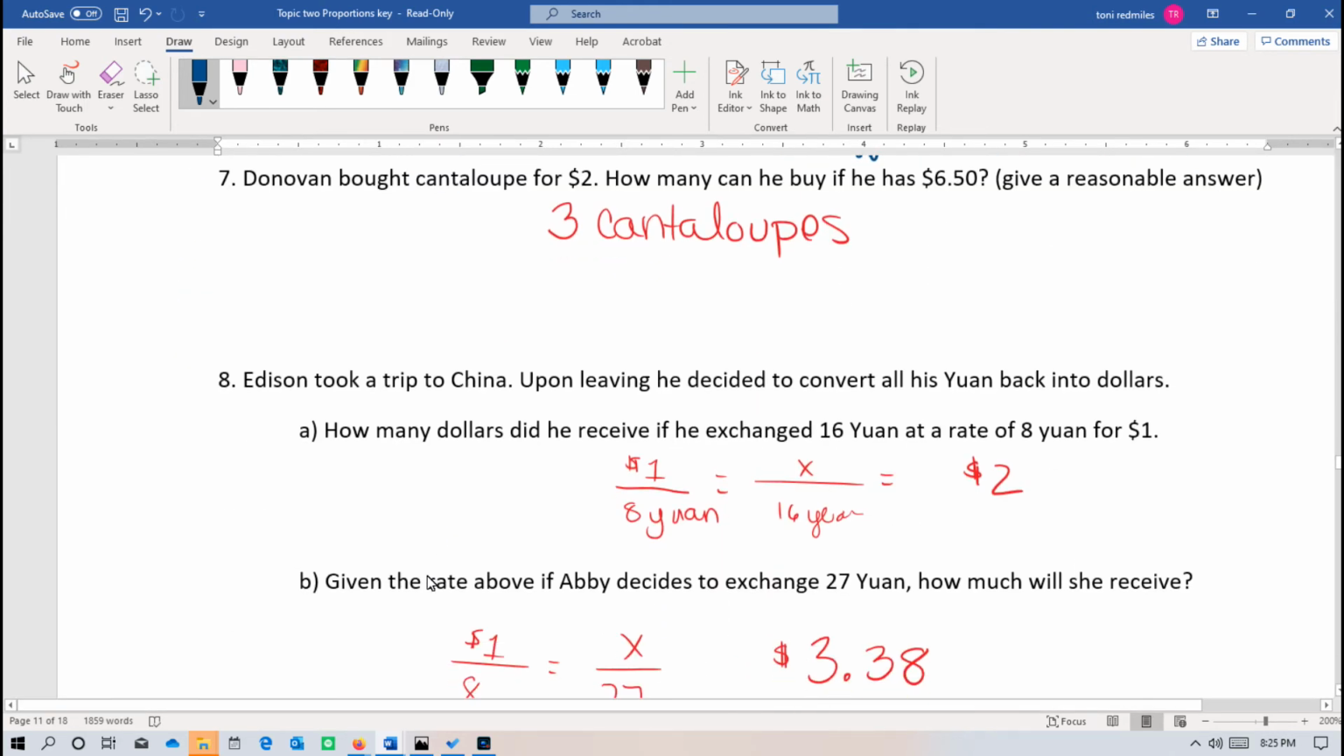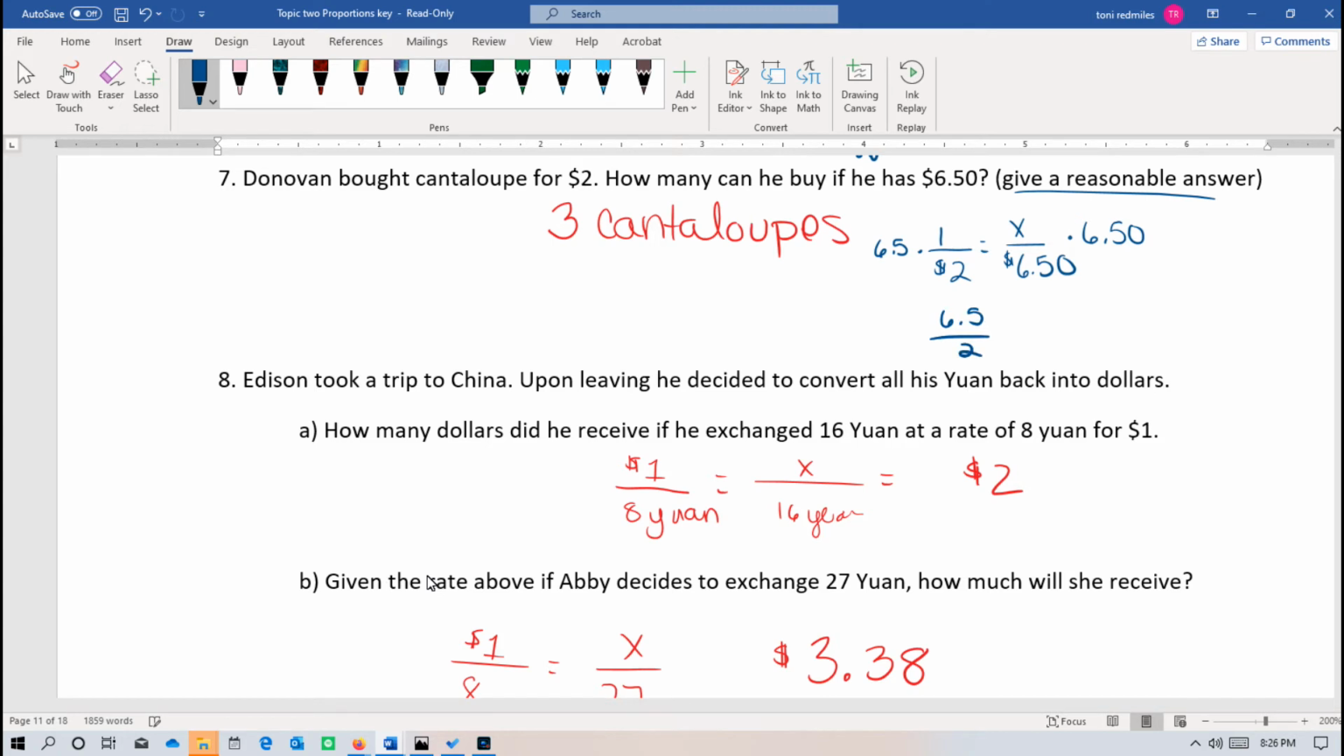Donovan bought a cantaloupe for $2. How many cantaloupes can he buy for $6.50? So this is 1 cantaloupe over $2 equals unknown amount of cantaloupes, but I have $6.50. And it says give a reasonable answer. So I'm guessing this is going to get a little tricky. All right, I got to multiply both sides by 650. That's going to give me 650 over 2 equals x, because these are going to cancel out.